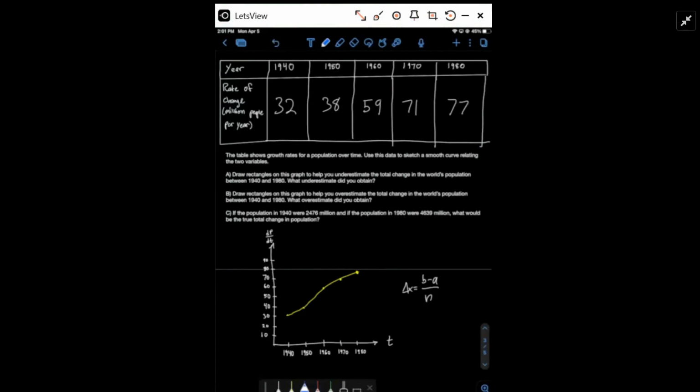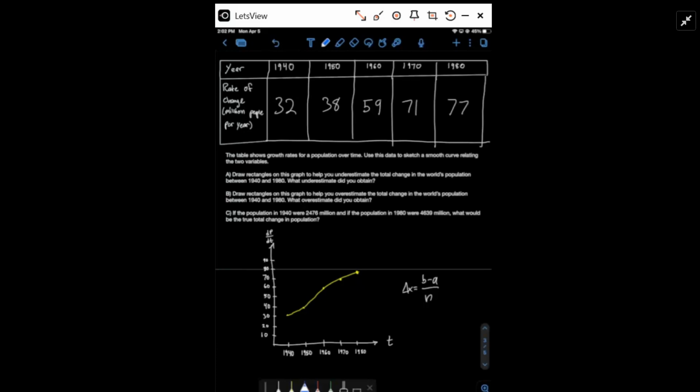So this question has four parts to it. The first part asks us to create a graph based on the data that's given to us. There are five decades, 1940 and between 1940 and 1980. And on each decade, there is a rate of changing population. So the table shows growth rates for a population over time.